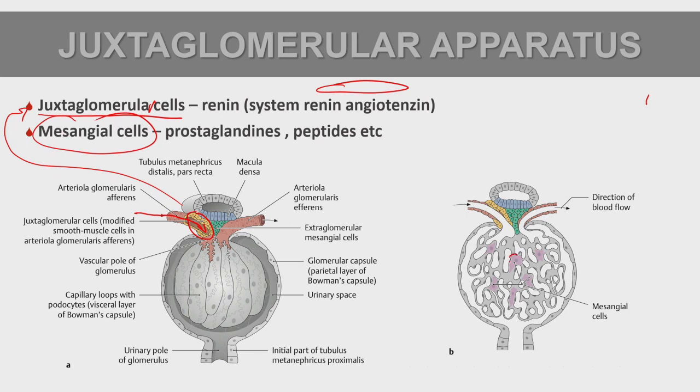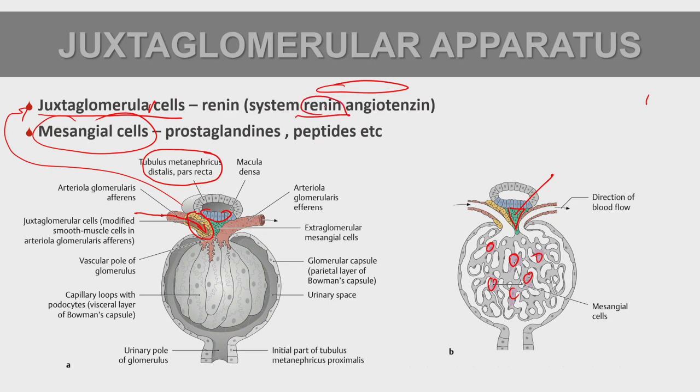Then we have here also mesangial cells. Mesangial cells are cells which are localized in between glomerular vessels, and also other mesangial cells are seen here between the so-called macula densa, which is a part of a distal tubulus, and the vas afferens and efferens. And those mesangial cells are able to produce prostaglandins and peptides. Those prostaglandins and peptides are able to maintain other functions, but also the secretion of renin.